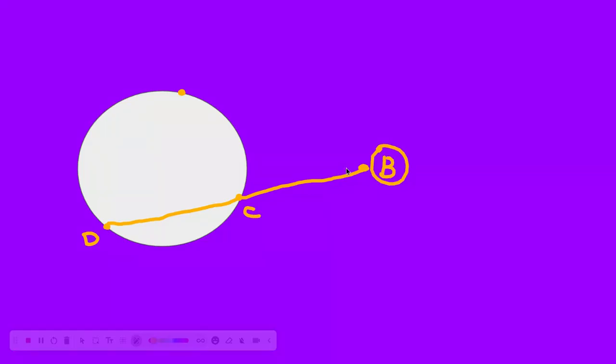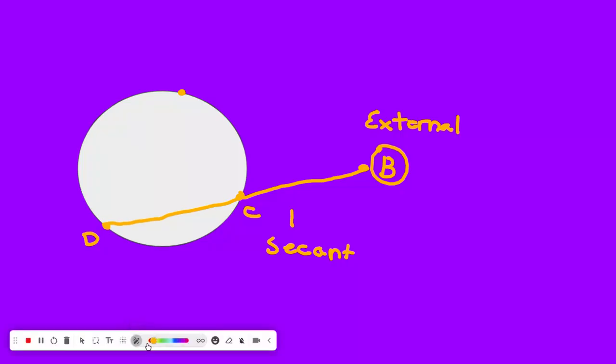So we know that B is the external point. It's outside the circle. So this is the secant line. And remember, at minimum, it touches 2 points in the circle. Here are the 2 points, D and C. And for this theorem, the tangent line has to intersect the secant line at point B.